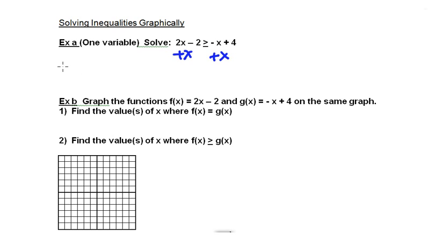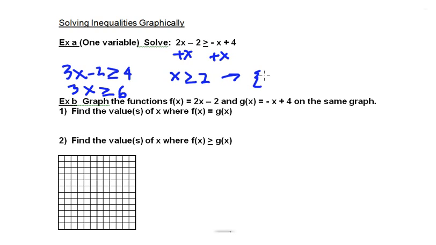So we have over here 3x minus 2 is greater than or equal to positive 4. And adding the 2 to both sides, we get that 3x is greater than or equal to 6. And then dividing by 3, we end up with positive x is greater than or equal to 2. And we can write this in either set builder or interval notation. In set builder notation, we're going to write the set of x's such that x is greater than or equal to positive 2.